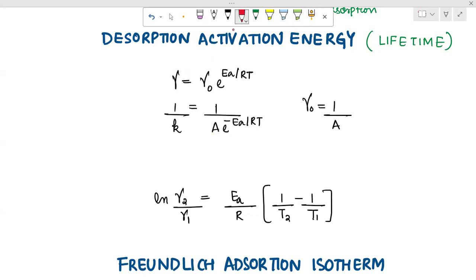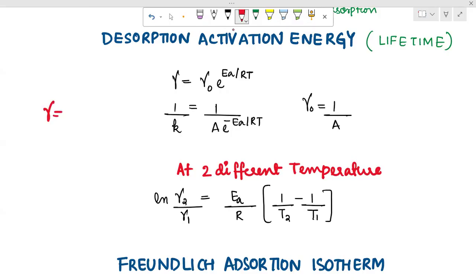If this happens at two different temperatures, the equation is as below: ln of gamma 2 by gamma 1 is equal to EA by R, 1 by T2 minus 1 by T1. Correct? And the unit of gamma is going to be seconds or minutes. It's simply the time, usually. And that's why it's also called the lifetime. How long will it stay on the surface?